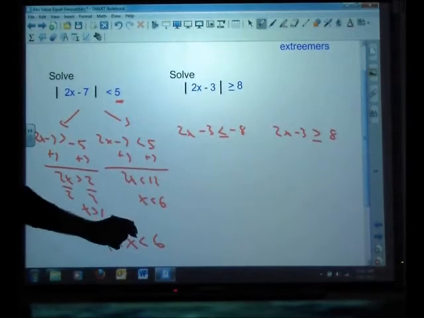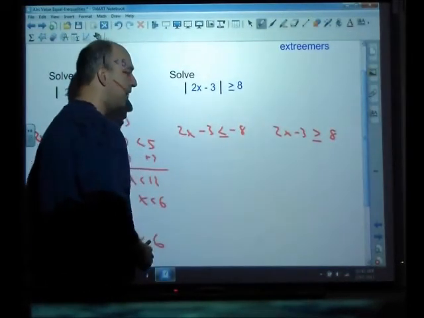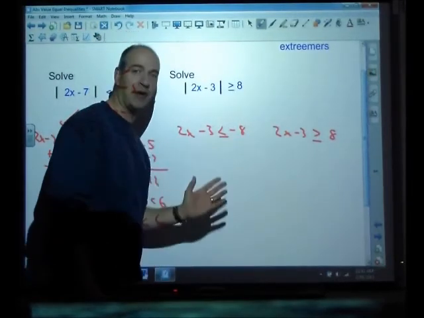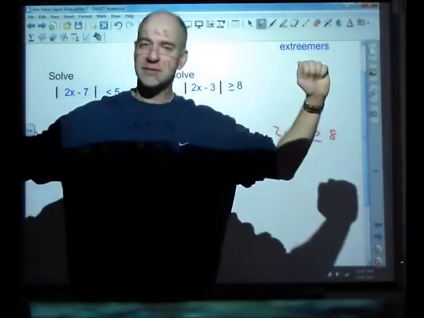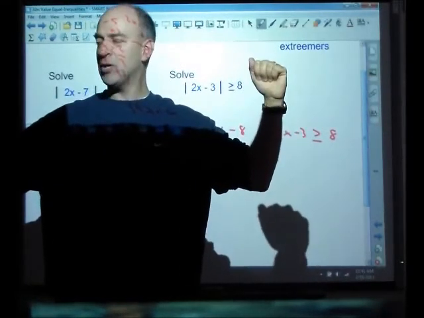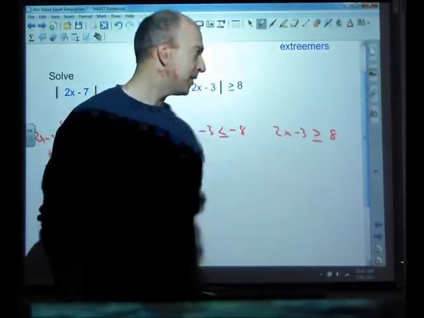And then we solve that now. So this is the idea of absolute values. Am I at the boundaries? Is it equal to negative 8? Equal to positive 8? In this case, it was less than or equal to negative 8 or greater than or equal to positive 8.